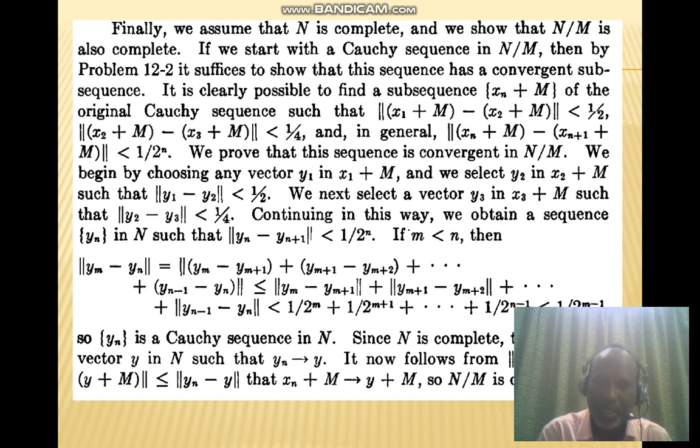Suppose there is an index m which is strictly less than n, we can write that as m, m plus 1, etc. up to n. Therefore, we find the difference norm of ym minus yn is equal to norm of ym minus ym plus 1, and we are adding and subtracting the same values, so it is not altered, and you separate them individually, so that you will get norm of ym minus ym plus 1, in the next term norm of ym plus 1 minus ym plus 2, etc. You will get at last yn minus 1 minus yn within the norm, and each of the terms is strictly less than 1 by 2 power m, 1 by 2 power m plus 1, etc. up to 1 by 2 power n minus 1.